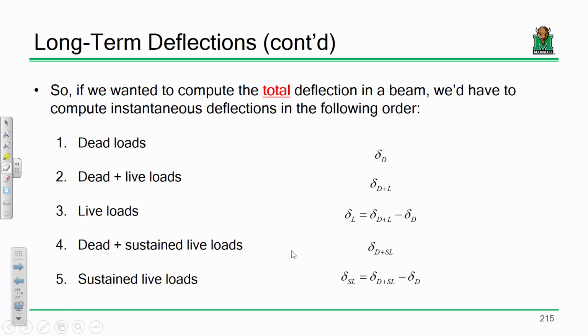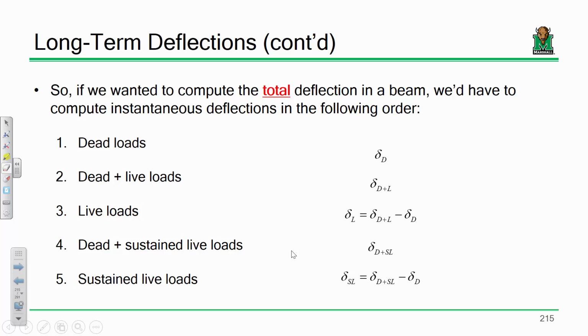There are, at most, 5 deflections that we can compute. We have our dead load, our dead plus live, then our live load, which would just be the difference. Likewise, we have our dead load deflection and dead plus sustained live load deflection. To get the sustained live load deflection, it's the same thing: take your difference. Does that make sense? But what we have to do is adjust them.